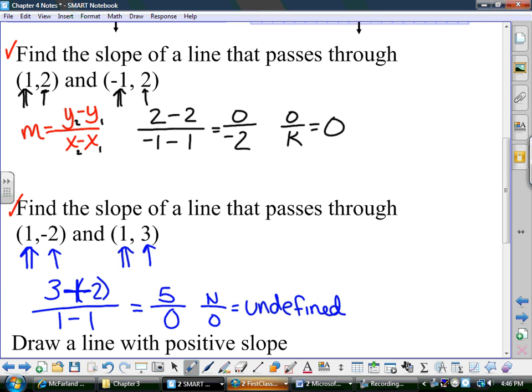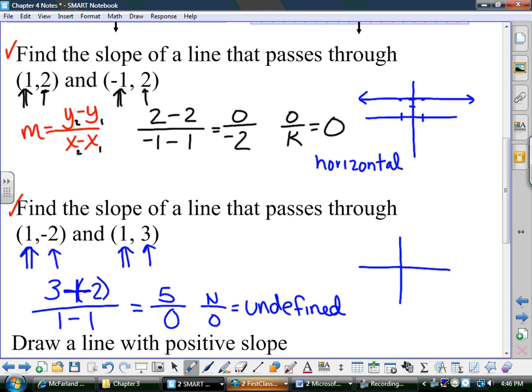So the first one had a slope of 0, the second one had a slope that was undefined. And if we look at what the pictures for those would look like, the first one went through the point 1, 2, and the point negative 1, 2. It was a horizontal line. Horizontal lines have 0 slope. The second one went through the point 1, negative 2, and 1, 3. It was a vertical line. Vertical lines have undefined slope.